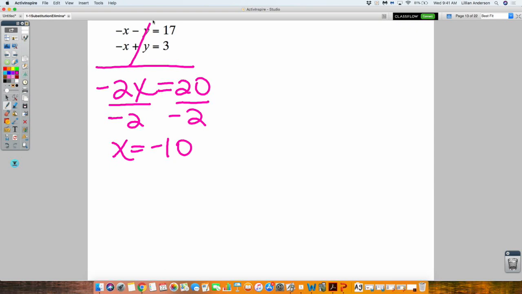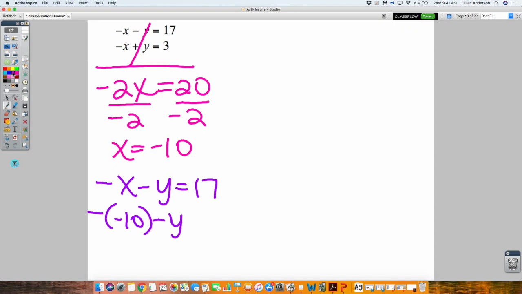Now to find y, we just plug it back into one of the original equations, one of the printed equations. Doesn't matter. You're going to get the same answer for y, whether you plug it into the first one or the second one. Okay? So I'm just going to go ahead and take the top one of negative x minus y equals 17. I'm going to go ahead and plug in negative 10 for x. I'm going to solve for y.